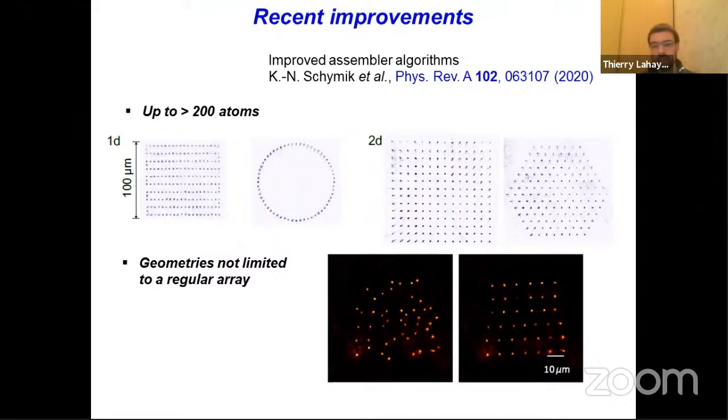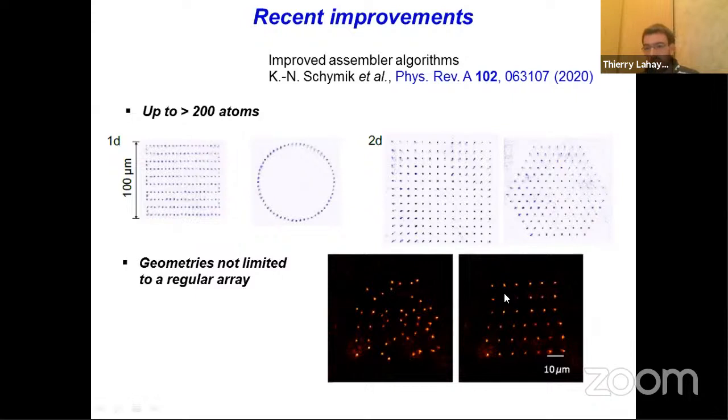And they came up with more efficient methods, which really allow us now to go to more than 200 atoms on a regular basis. And so here you have some examples in 1D and 2D. And also one thing we did is to extend the possibilities to have geometries which are not just contained in a regular array. And here you have an example.